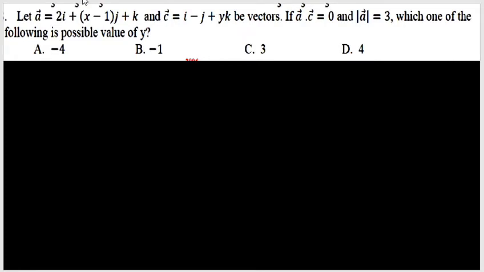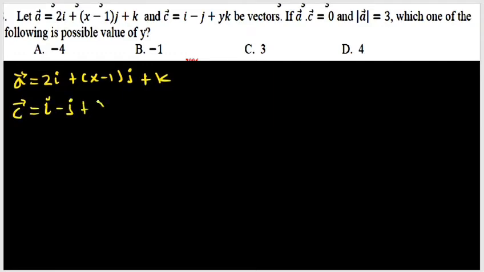The next question: let vector A be equal to 2i plus (x minus 1)j plus k, and vector C be equal to i minus j plus yk. And don't forget, A dot C is equal to 0.